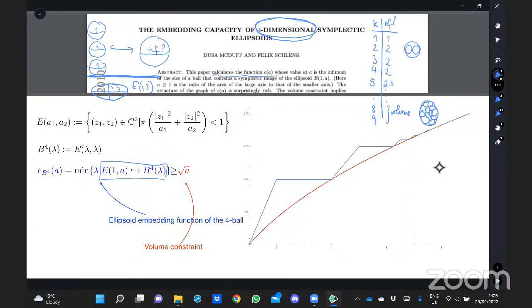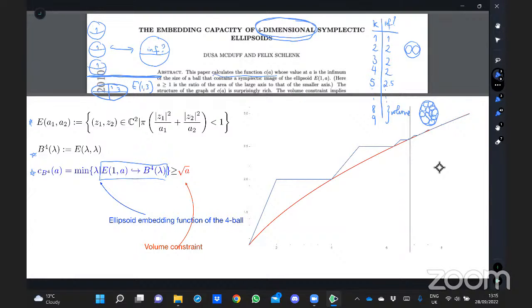Now you no longer need to think of this problem with this table, which is a function defined on the naturals. You can now think of this function as defined on the positive reals. That's what they studied. That's what this function is. Here's the definition of an ellipsoid, the definition of a ball, and the definition of the function, which is called the ellipsoid embedding function of the 4-ball.